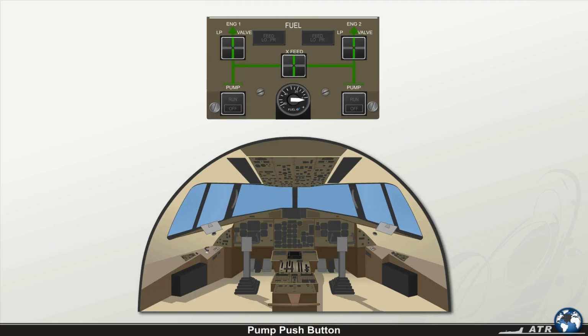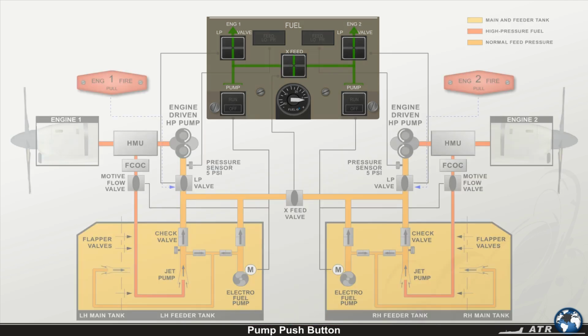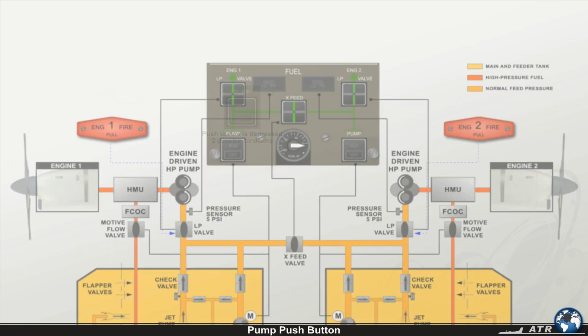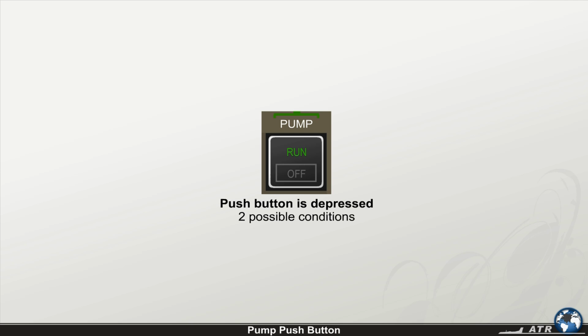The fuel panel is located on the overhead panel. The pump push button controls the electrical fuel pump and the jet pump motive flow valve in each tank. Assuming that the push button is depressed, two conditions are possible.